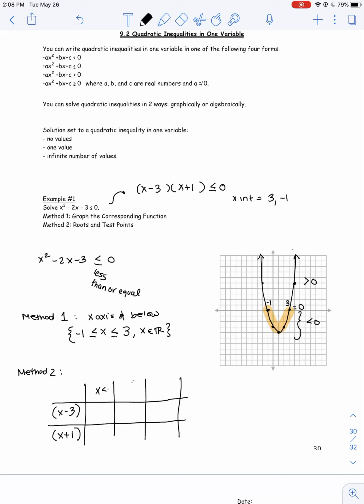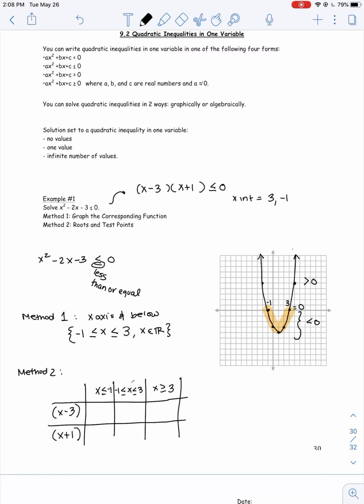The regions that I'm talking about would be where x is less than -1, where x is between -1 and +3, and we would include those equal signs in this case because of what we see right there. And where x is greater than or equal to 3.